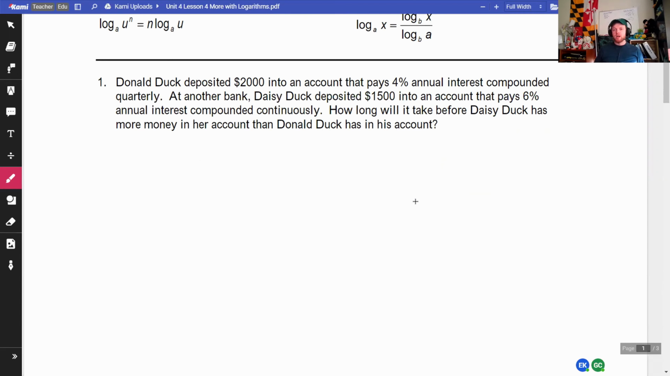Mrs. Contreras, will you do us the honors and read us this story in your most thespian voice? Thespian. Oh, I was going to try to do Donald Duck, but yeah, let's do thespian instead.